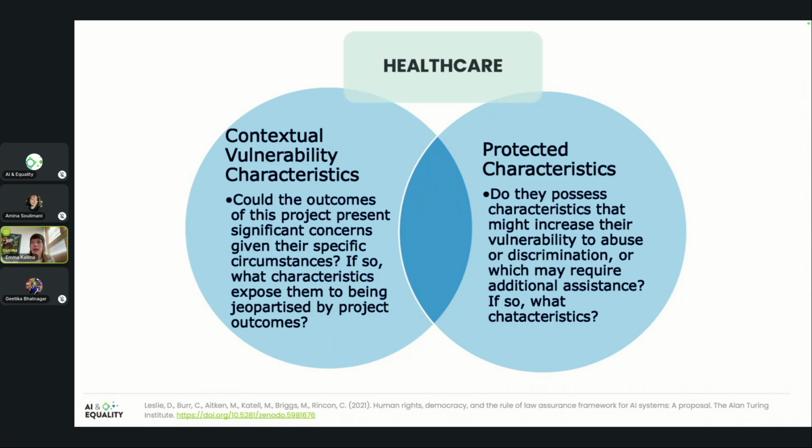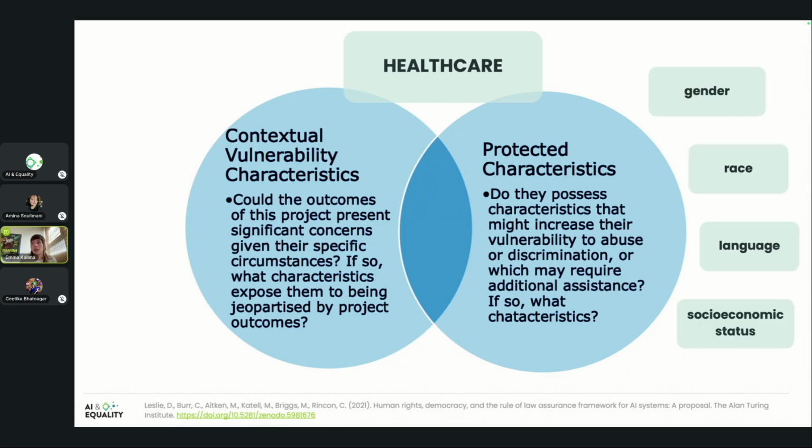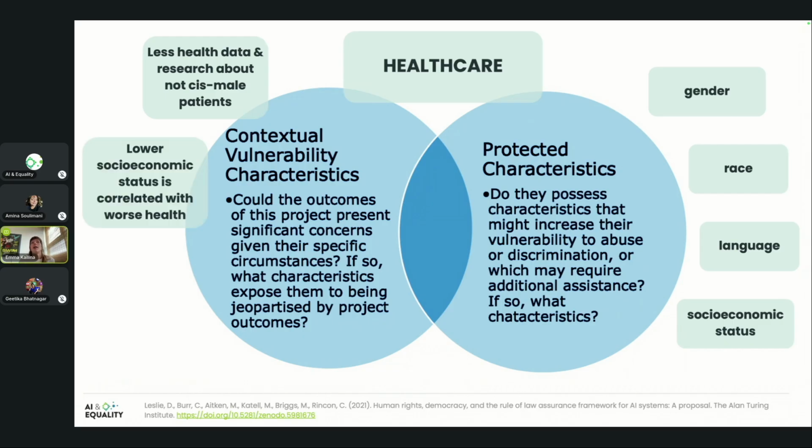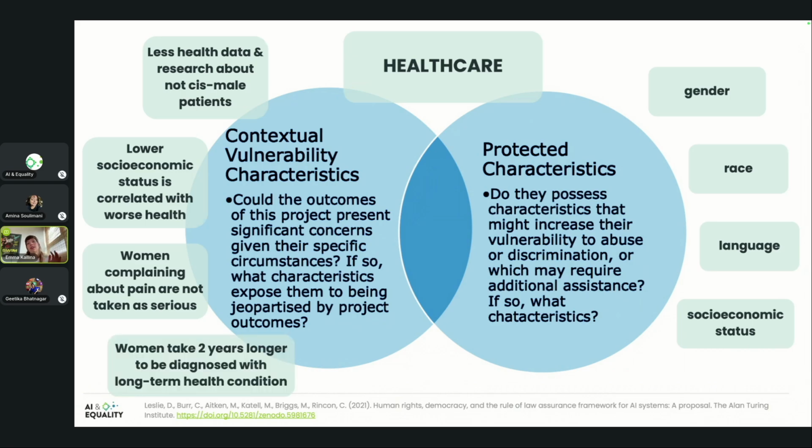So for example, if we look at healthcare, protected characteristics can be gender, race, language, socioeconomic status. And in the context of healthcare, these are really contextual vulnerability characteristics because, for example, there's less health data and research about not cis male patients, or a lower socioeconomic status is correlated with worse health outcomes, or women complaining about pain are not taken as seriously. They take longer to be diagnosed with long-term health conditions. And then also a language barrier can be a problem. So you see how these protected characteristics play out in a specific context.